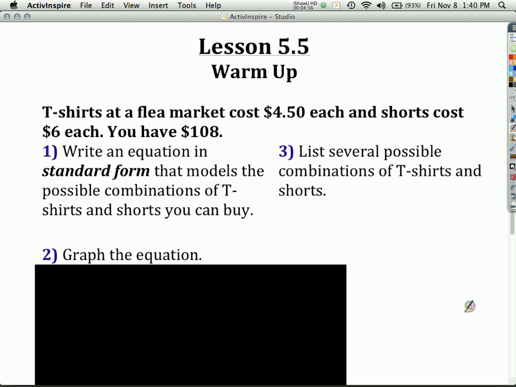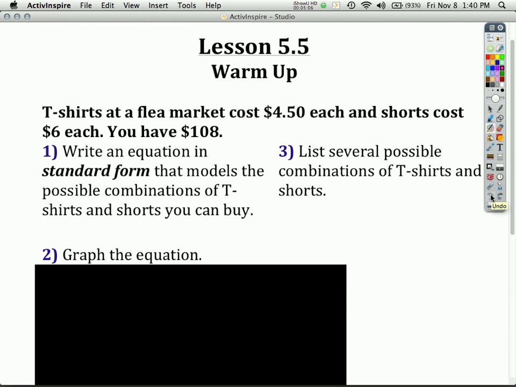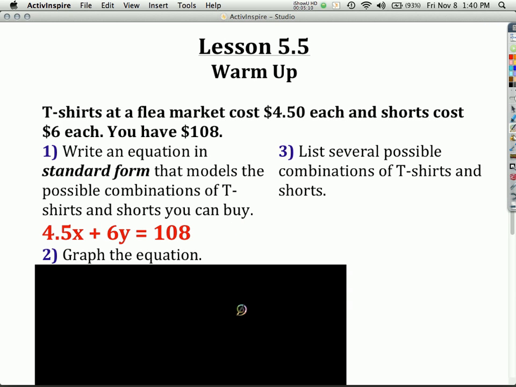4.50x plus 6y. Okay. So they all agree, and I do agree as well. Anyone see any issues with that though? Any issues? Shelby, Brandon, Brian, Shelby? Yeah, what were you going to say, Brandon?